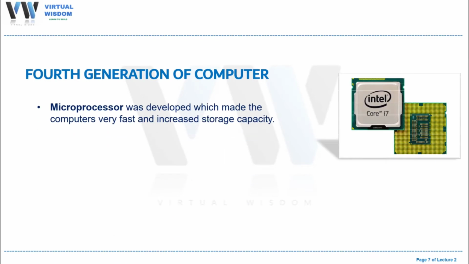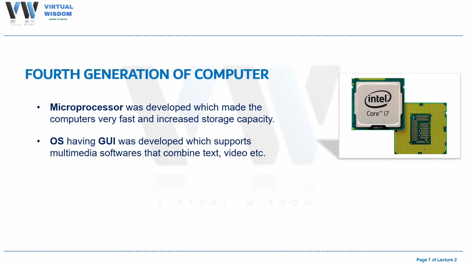In the fourth generation of computer, microprocessor were used. It made the computer very fast and increased the storage capacity also. These microprocessor resulted in the development of microcomputers. The world's first microprocessor was invented by Intel. They named it Intel 4004.